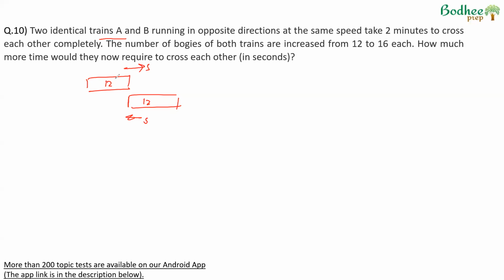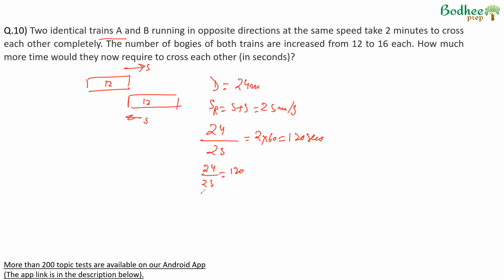distance to be covered to cross each other will be sum of length of the two trains, therefore 24 meters. The relative speed will become S plus S because they're going in opposite direction, 2S meters per second. And therefore, 24 distance upon 2S was given as 2 minutes or 2 into 60, 120 seconds. So from here we can say 24 upon 2S is equal to 120, or 2S is equal to distance upon speed, meters per second, 24 by 120, which is 1/5 meters per second.